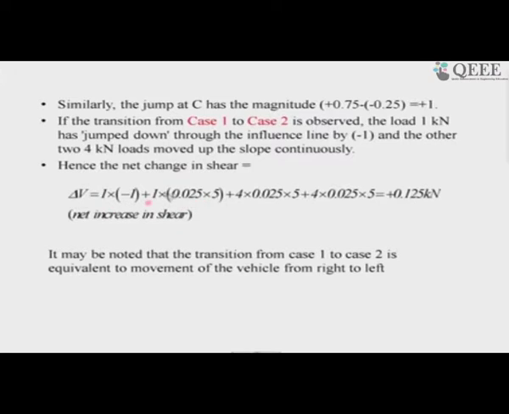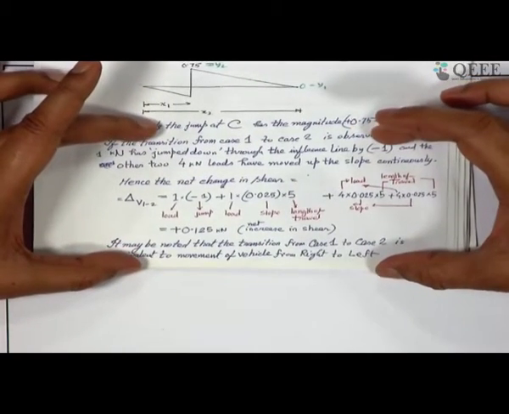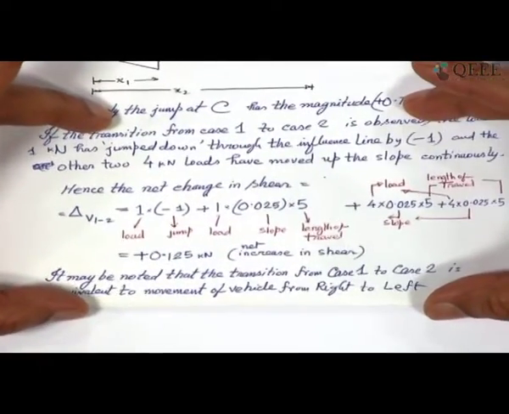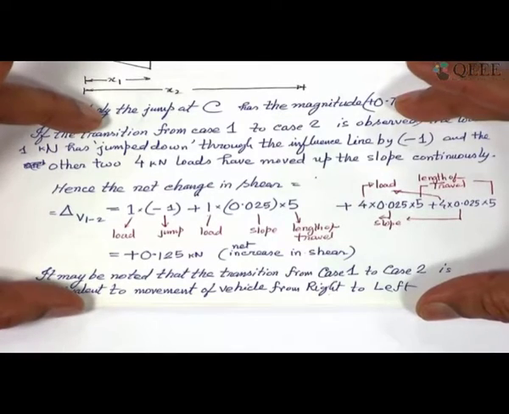This accounts for the gain as it moves from positive to negative, negative to more negative to less negative. That is why it is positive, and you have the net value of 0.125 kilonewton. Yes, this portion. Now, it is handwritten in the class notes I have given to you.